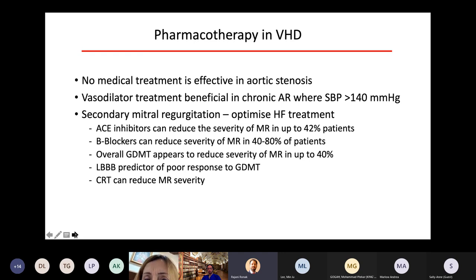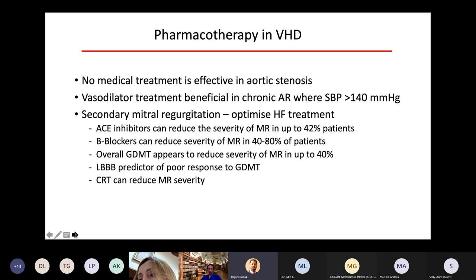Secondary mitral valve regurgitation occurs in patients whose mitral valve regurgitation is not due to an organic problem of their mitral valve leaflets, such as rheumatic disease, but to a disease of the left ventricle, such as ischemic cardiomyopathy or significant left atrial dilatation. In these patients, goal-directed medical therapy can reduce MR severity in up to about 40% of patients.